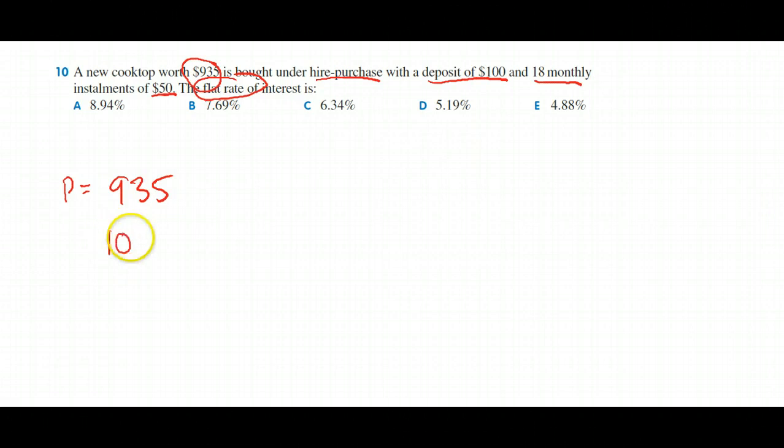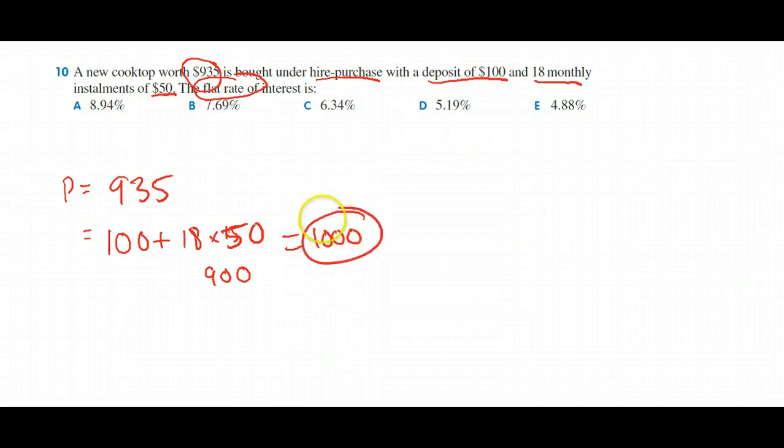How much are we going to pay? We're going to pay $100 up front, and then add 18 monthly installments of $50. That's 900, so 100 plus 900 is $1,000 altogether. So we're actually going to pay $1,000 instead of $935. So we can ask ourselves the question, what's the gap between this and that?